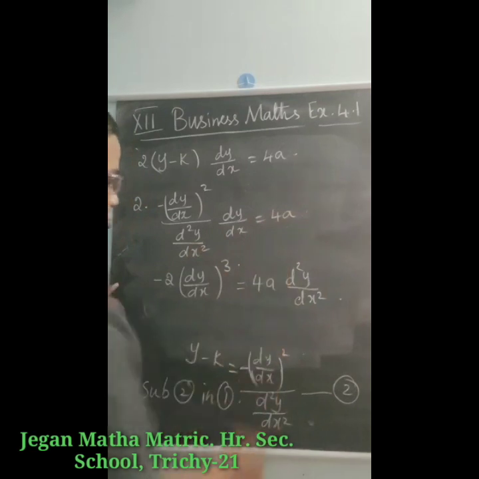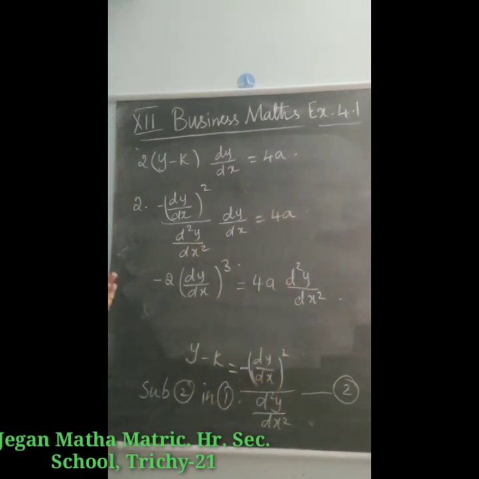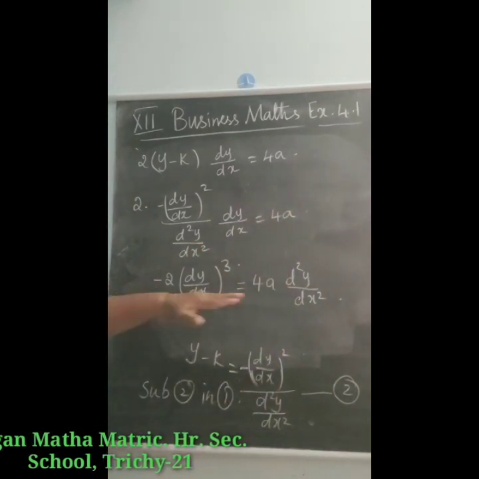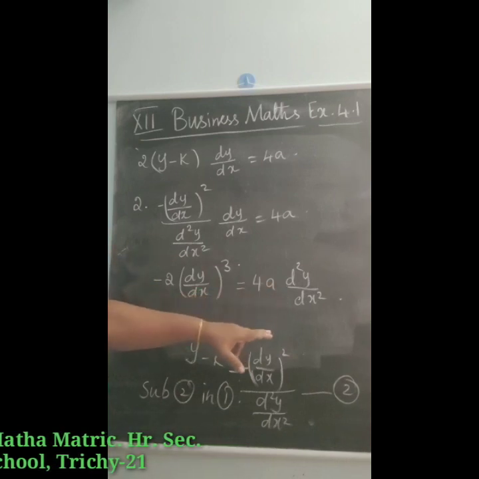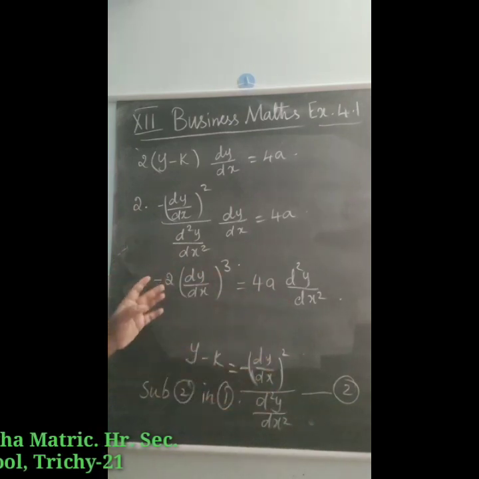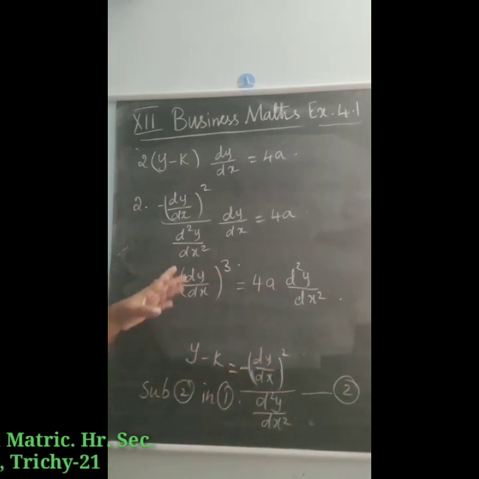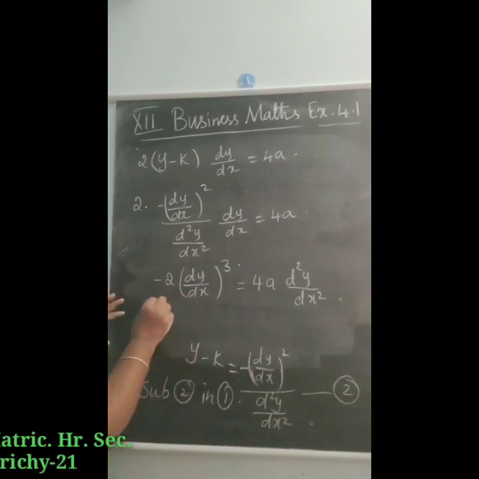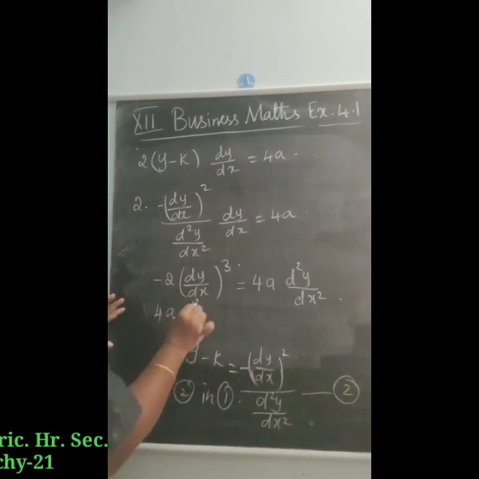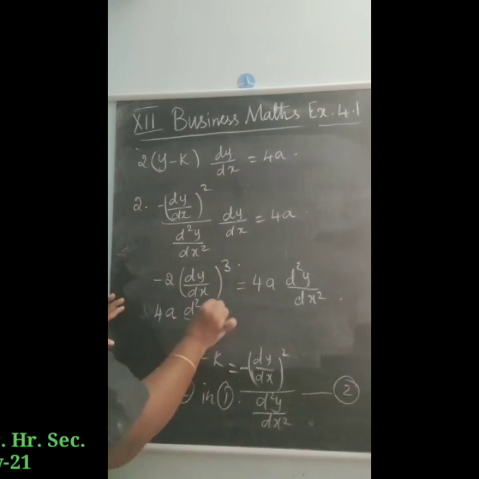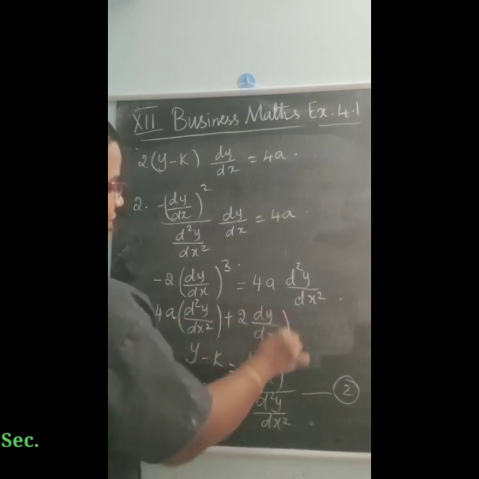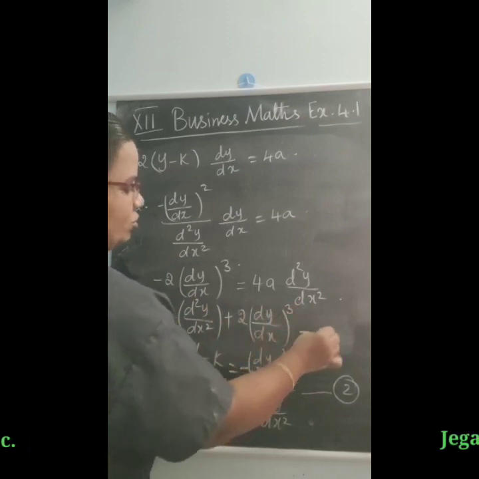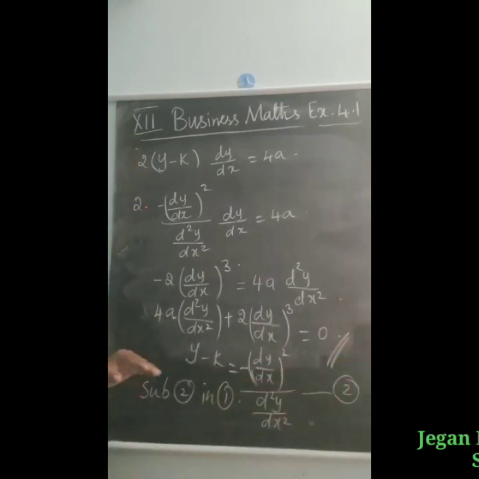This division goes into multiplication. And now this is 4a into d squared y by dx square, this minus goes to that side, we will get plus 2 dy by dx the whole cube. So 4a into d squared y by dx squared plus 2 dy by dx the whole cube is equal to 0 is the required differential equation for this question.